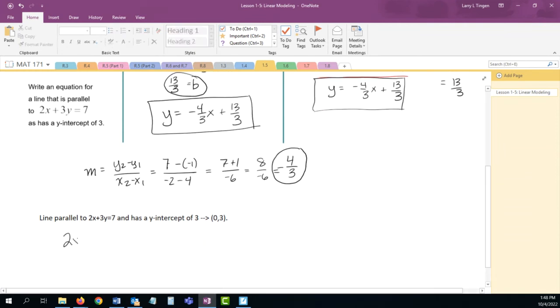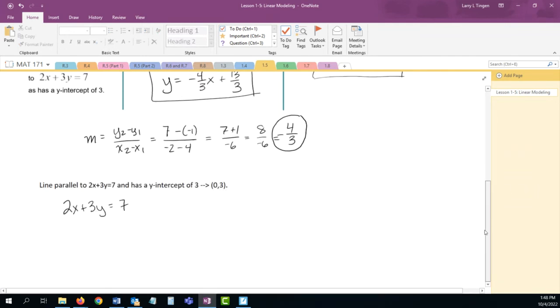So I'm parallel to 2x plus 3y equals 7. So if I'm parallel to that, I must have what, either the same slope or the opposite reciprocal. Which one? If I'm parallel to a line, how is the slope of the line I'm interested in related to the line? Is it the same? Is it the opposite reciprocal? Yes, same slope. Good. So I must find the slope of this line. So let's go find it.